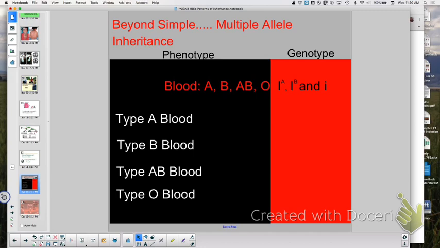Discuss that with your bio buddy. What do you think that would look like? Homozygous A blood and heterozygous A blood. Discuss with bio buddies.